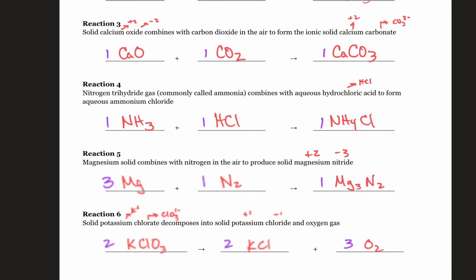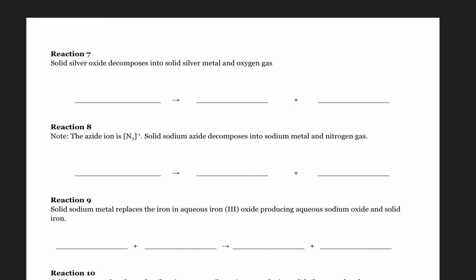Now pause the video and check out these reactions. If you don't have the same coefficients, it's likely because you wrote your nomenclature wrong. So check it out, and if you don't know why the chemical formula is what it is, make sure you speak to me. Now try these 3 and I'll show you the answers in a moment.